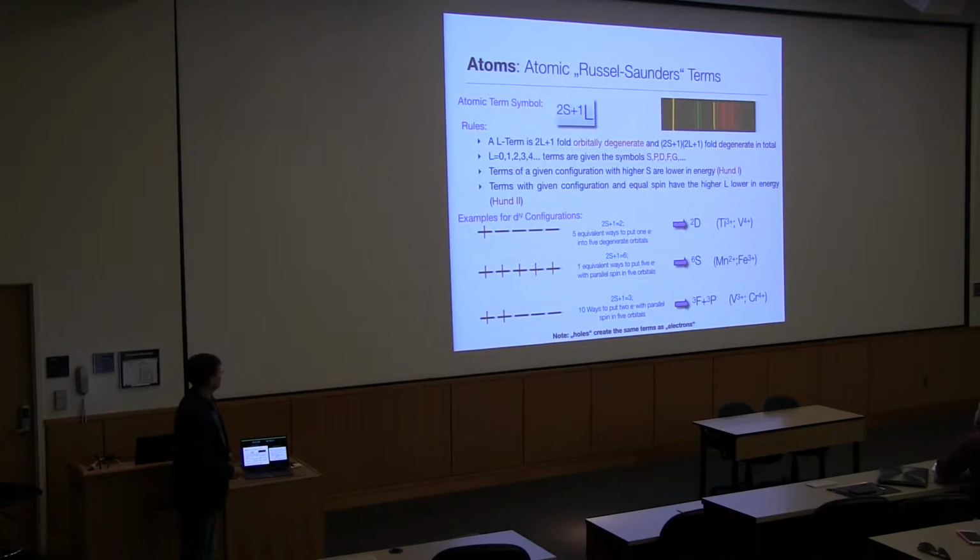Now Hund's first rule states that terms of a given configuration with higher total spin are lower in energy. That only holds for atoms, right? Don't transfer that to molecules. It's only in atoms, where electrons are distributing about a degenerate set of orbitals, that the higher S is always lower in energy. And then within a given multiplicity S, terms with a given configuration and equal spin have the higher L lower in energy. That's Hund's second rule.